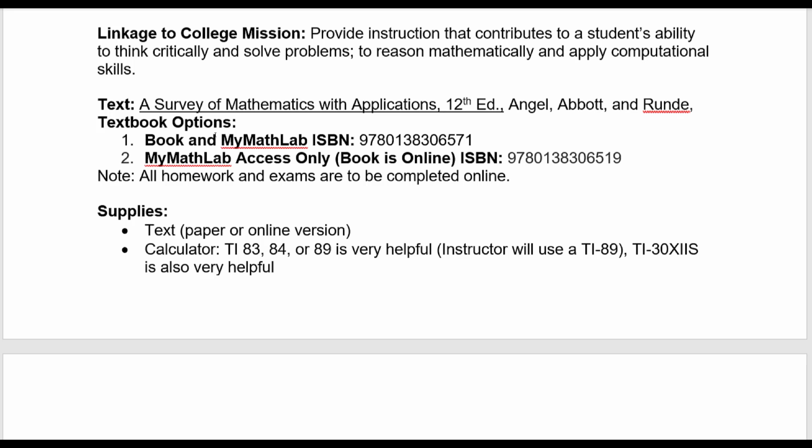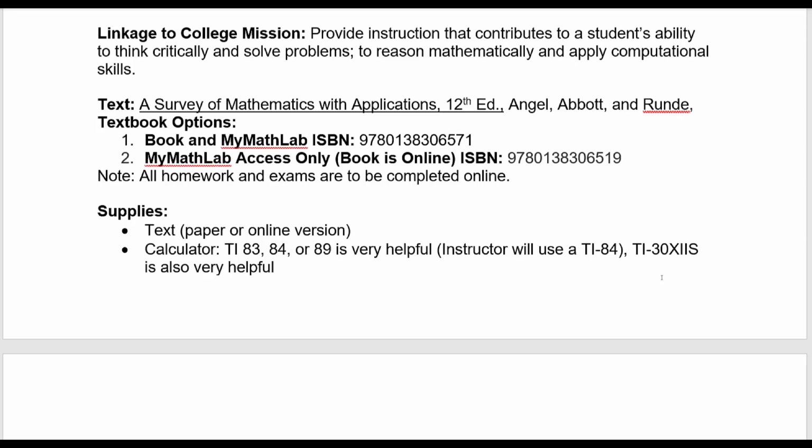Supplies: a text, paper, or online version. Calculator. Oh, let me go back to the other part. I believe there's a temporary access you can get. So day 1, you can start working until you purchase the access. But after so much time, I don't know if it's 10 days or 2 weeks, it'll lock you out, and you've got to pay for the access. So anyway, textbook, paper, or online version. Calculator: TI 83, 84, 89. I do have the 89, but actually, I'll probably use the TI 84 for this class.